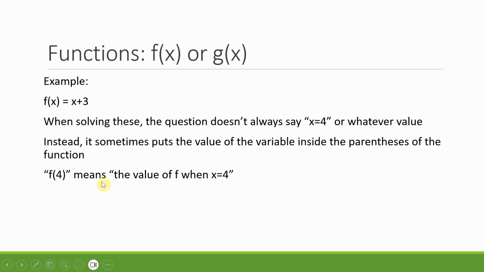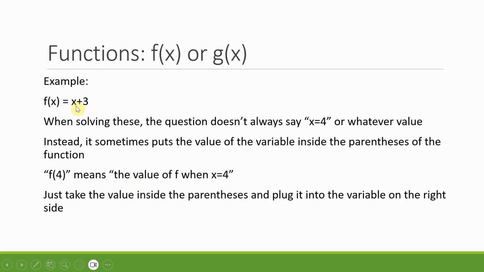So exactly what I was talking about. If I have f of 4, that just means what's the value of f when x is 4. So they're just telling you it's dependent on x. We know this from up here. So if x equals 4, we're going to plug 4 in wherever we see an x. So you just take the value inside that parentheses and you plug it into the variable on the right side. So we would take the 4 and plug it in over here for x.